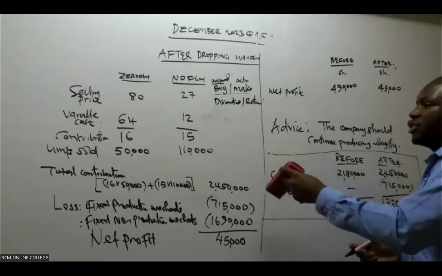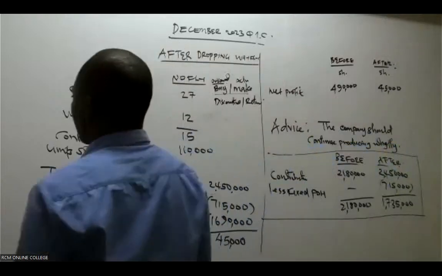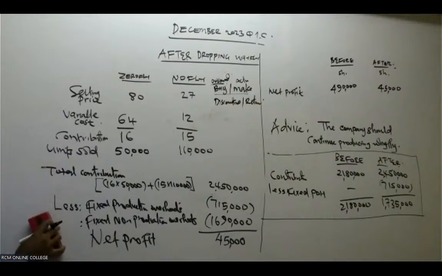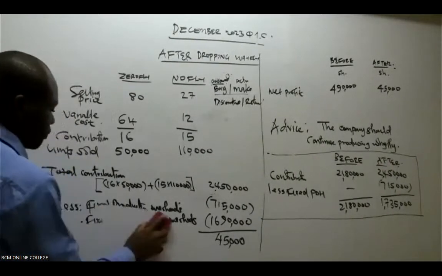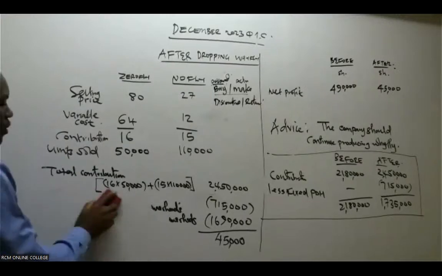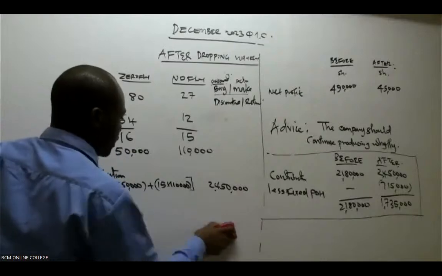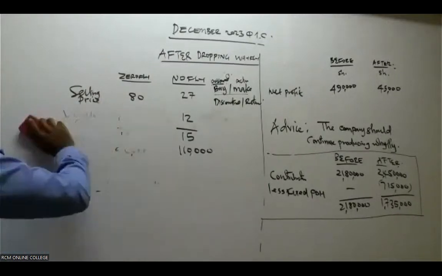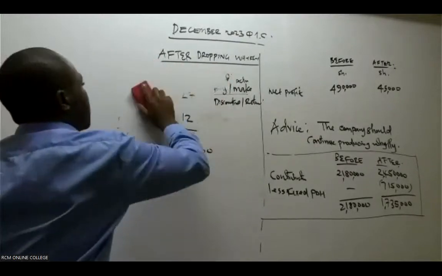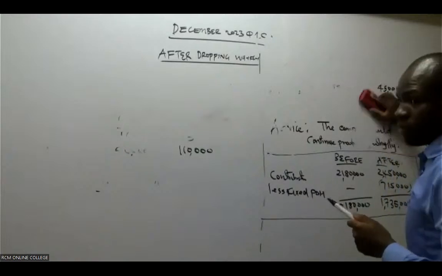And of course, this is just an extension of the CVP analysis, which again is an extension of what you discussed at intermediate level, which is about the marginal and absorption costing. So some of the applications of that is what we've been able to extend to these parts.